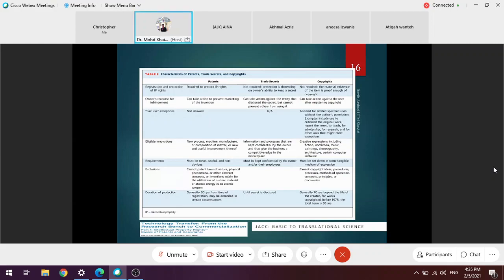All right? So, trade secrets last until the secret is disclosed. So, this is the secret of KFC. Up until now, nobody can claim, oh, I have the secret recipe of KFC. And KFC just keeps silent, and the people remain in the know of nothing. So this is the beauty of the trade secret.